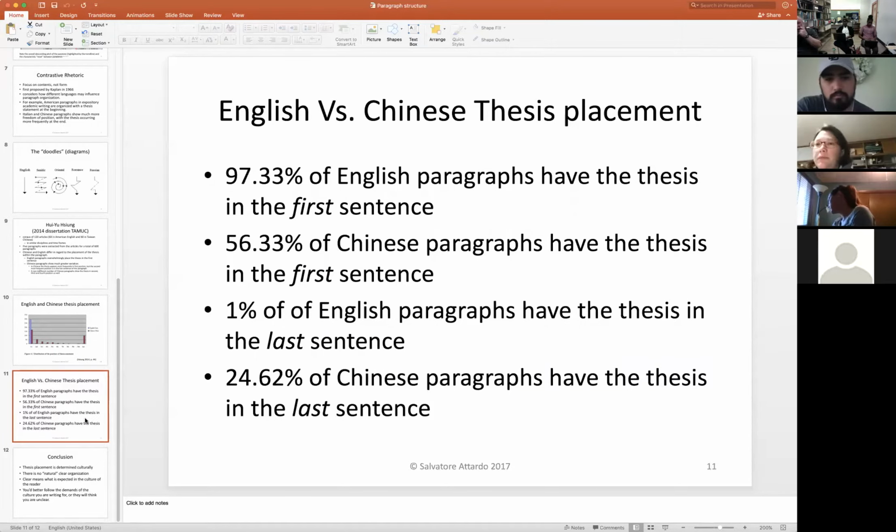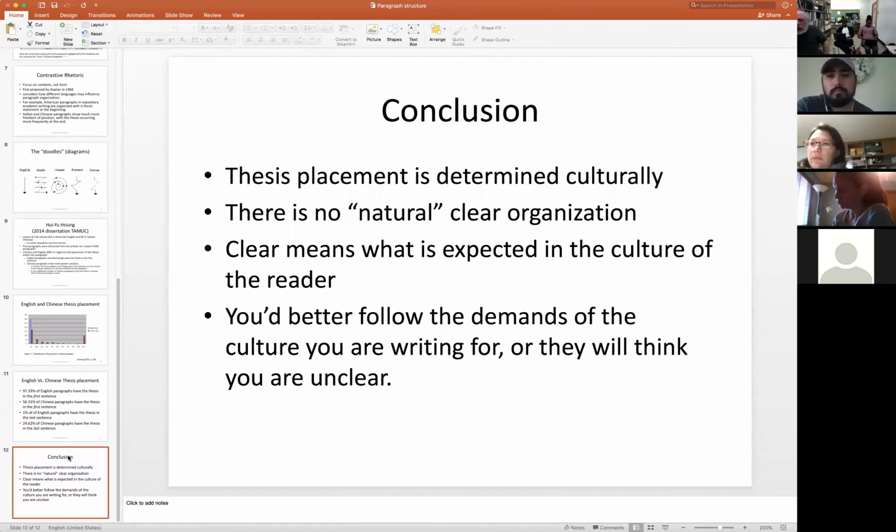Oh, there you have the exact numbers in case you were interested. So 97% of English paragraphs have the thesis in the first sentence, whereas only 56% of Chinese do. Only 1% of English paragraphs have the thesis in the last sentence, whereas almost 25% of Chinese paragraphs, a quarter, have the thesis in the last sentence. So there's definitely a lot more variation in Chinese than there is in English.